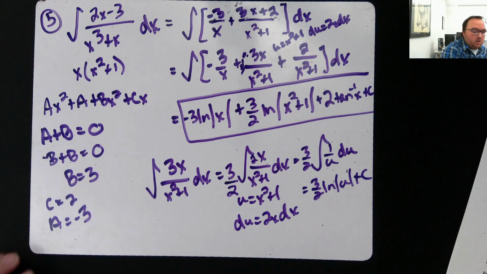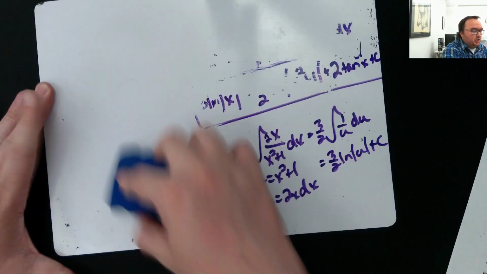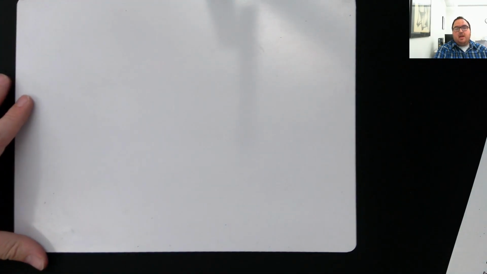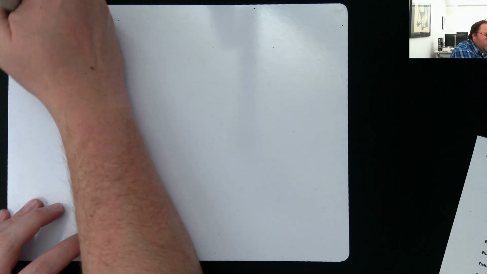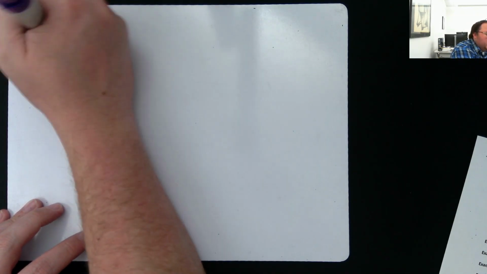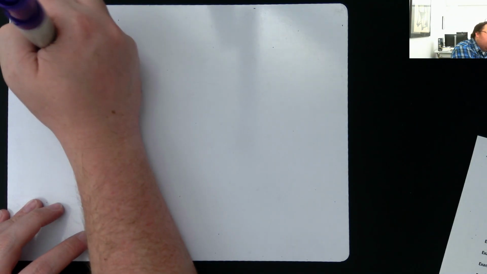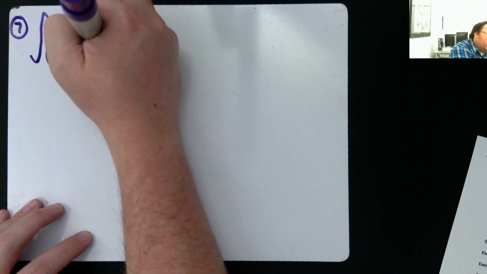For those of y'all following along on the handout, example number 6, we are going to skip it because the numbers do not work out nicely at all, and it becomes way harder of a problem than what we really need. So then we're going to skip number 6 and go to number 7. This one's an interesting one. Let me explain why. Integral x minus 2 over the quantity 2x minus 1 squared times x minus 1 dx.